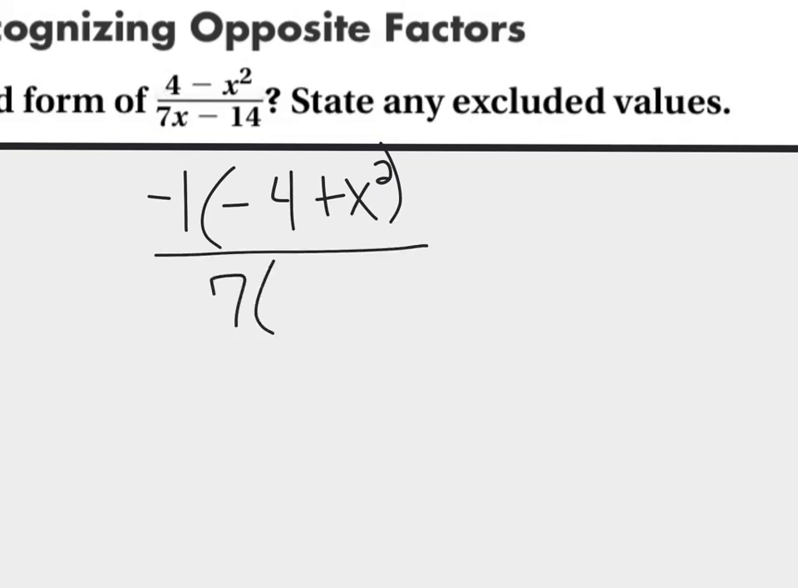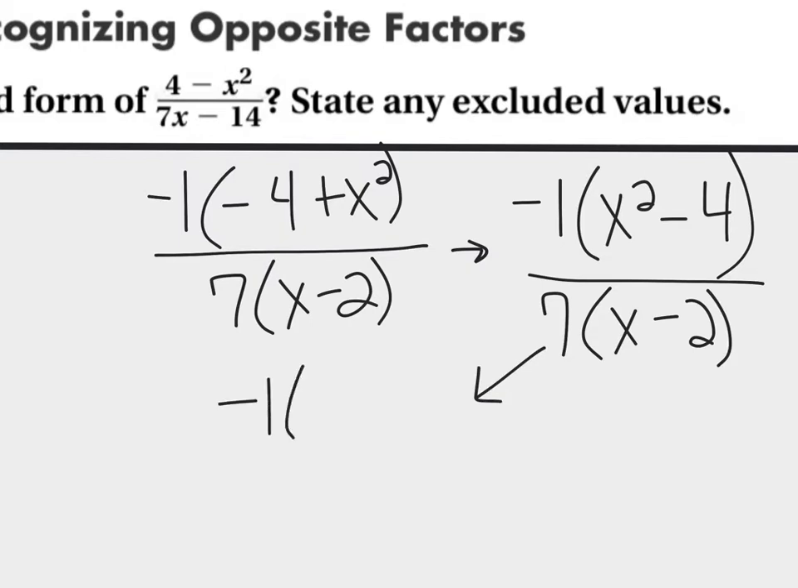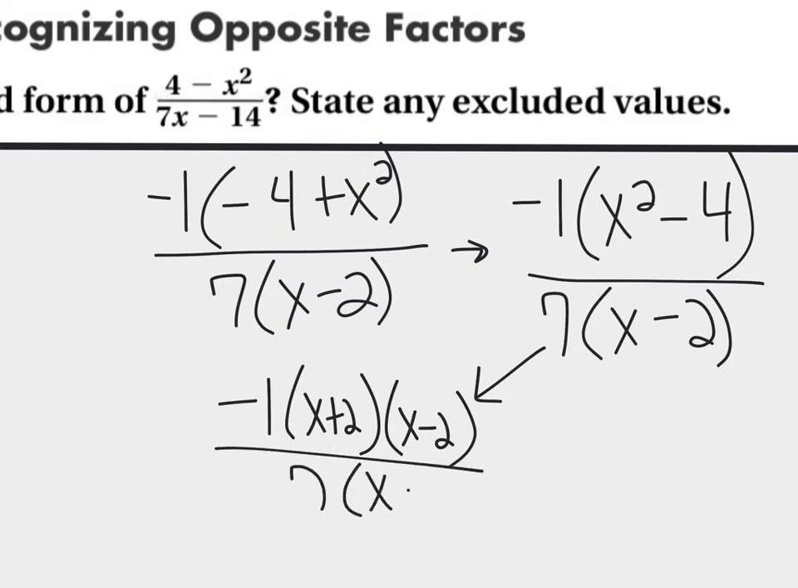Notice in the denominator we have a greatest common factor of 7. Then if you rearrange the numerator, it's going to look real familiar to us in a minute. Switching those around, that's going to be x squared minus 4 in the numerator. And that, you might remember, is a difference of squares that we can factor as x plus 2 and x minus 2. And then the x minus 2 factors will cancel out. You can technically leave it like that.